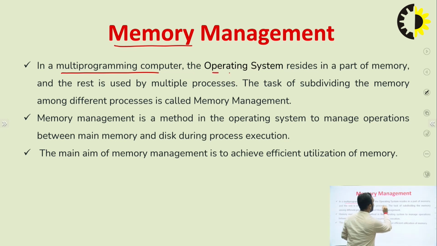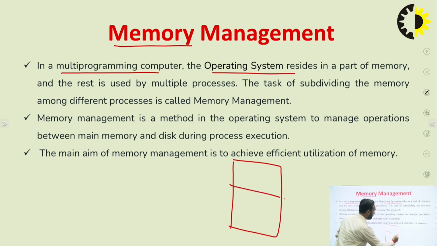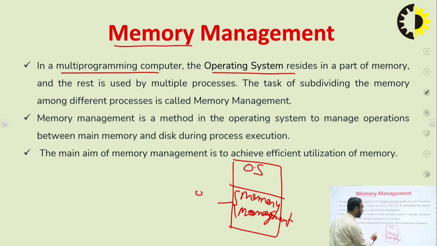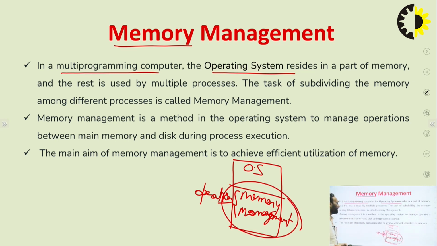As we know, the operating system resides in the main memory. Main memory consists of two divisions, in which one half is used for OS functions and the second is used for memory management functions, or we can say operations. When we start a system, the OS is loaded into the main memory and the other space is used for other memory management operations.